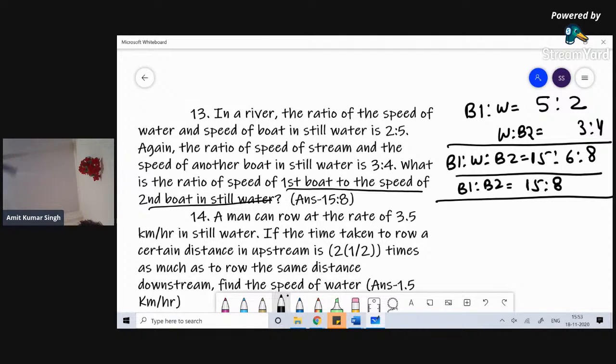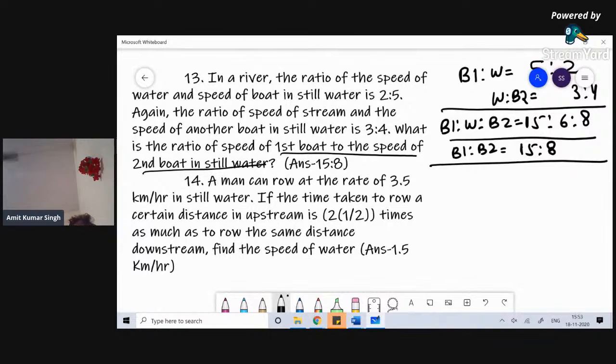Basic application of ratio to get the answer. Question number 14. A man can row at the rate of 3.5 kilometers per hour in still water. So the value of x is 3.5. Then, if the time taken to row a certain distance upstream is 2 1/2, that is 5/2 or 2.5 times the time to row the same distance downstream, what is the speed of water? Let the speed of water be y.